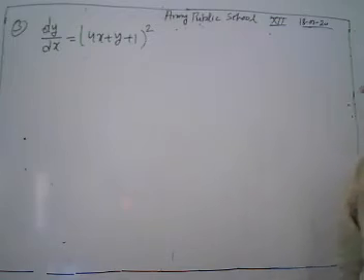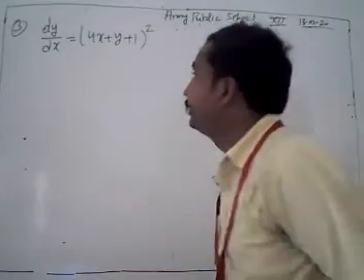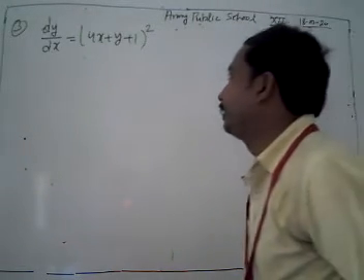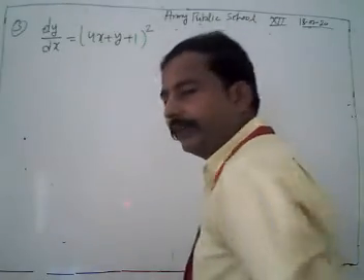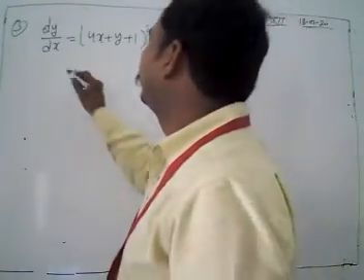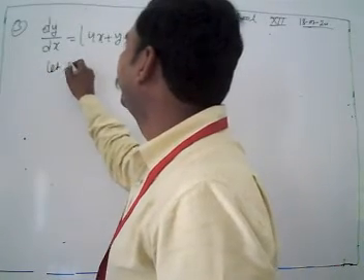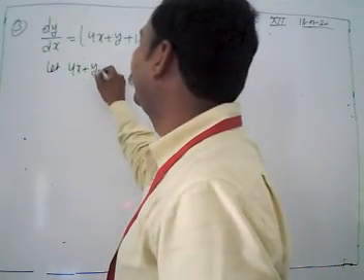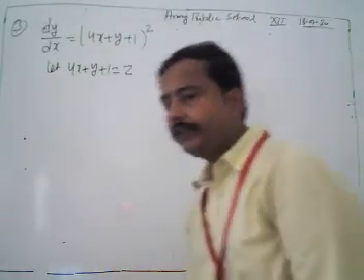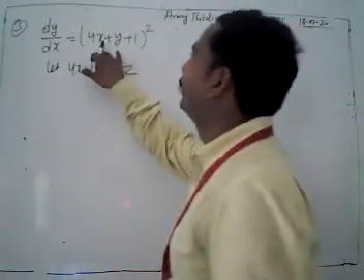Now look, what is the problem? We have given dy by dx equal to (4x plus y plus 1) whole square. Now we have to solve it. What do we have to do? Look, we cannot separate our variables in the given problem. Then what do we do? We let 4x plus y plus 1 is equal to z, because it creates a difficulty to solve it.